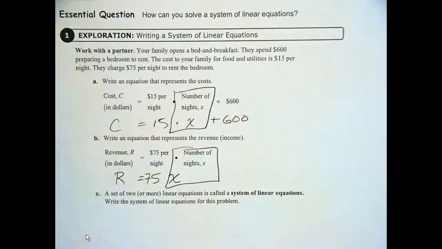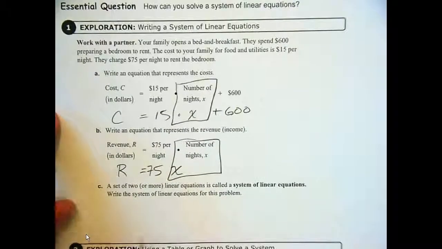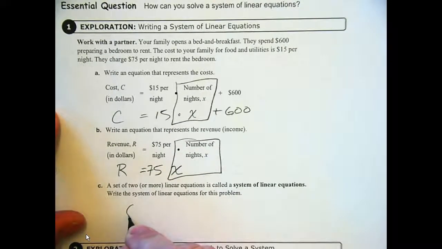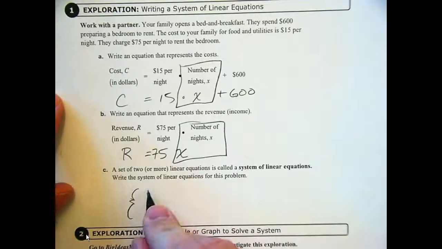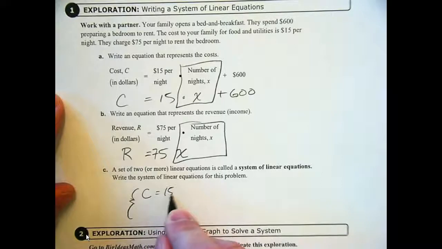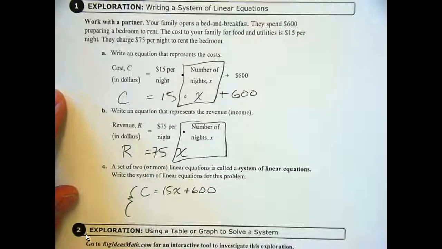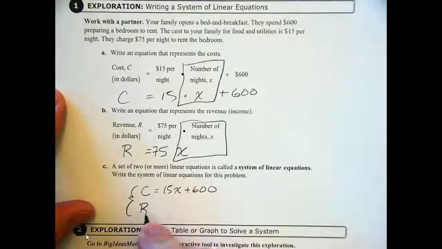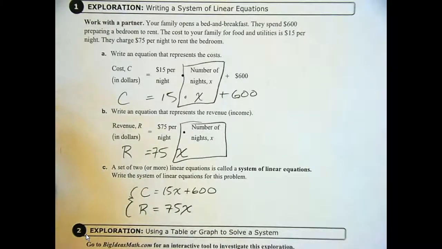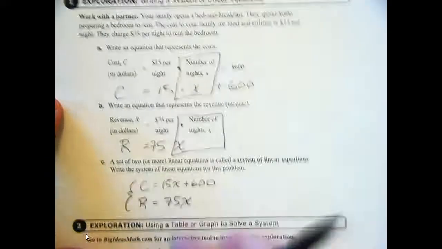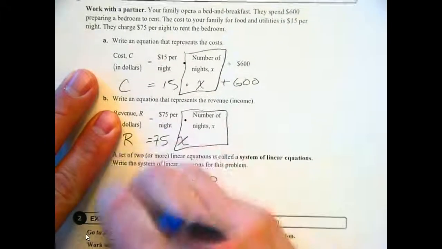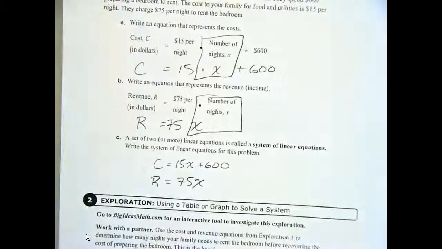Isabella, what'd you get? Okay. So a system is when you have two of them put together. A lot of times they bracket them together like this. So our first one would be C equals 15x plus 600. What else needs to go down there? R equals 75x. That's our system. I don't know that you'll see it a lot bracketed together, but you can write it like that, or it doesn't matter if you use the bracket, but you will see it like that sometimes. Questions?